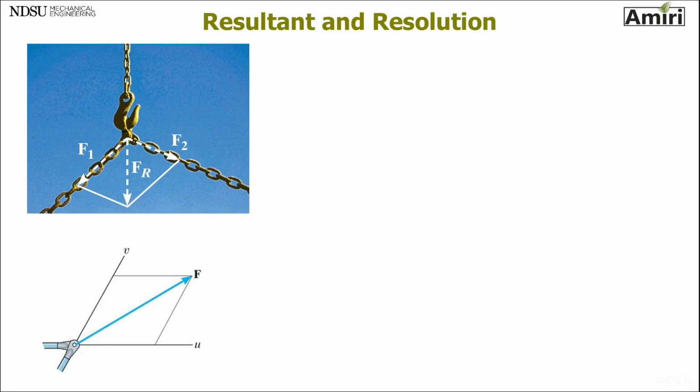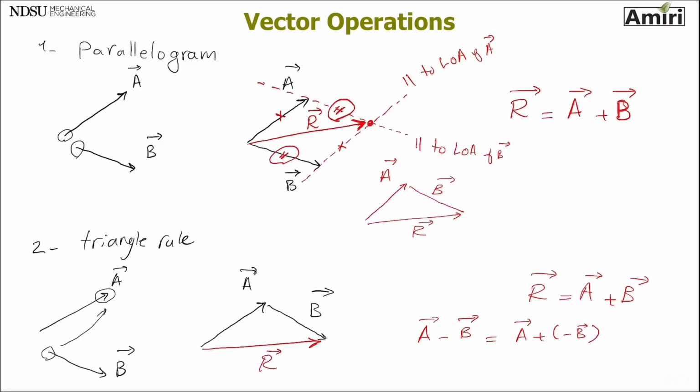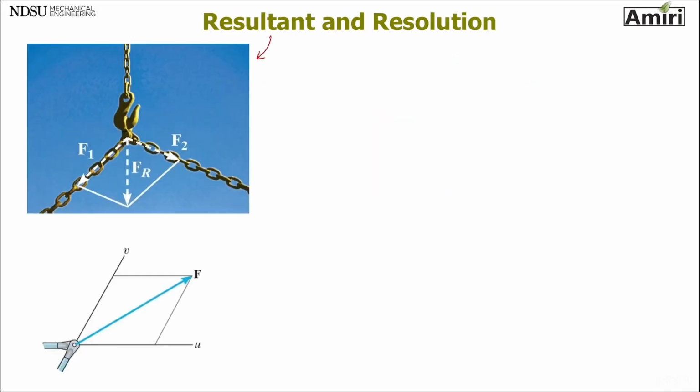Okay, so let's go first to resultant vector. Resultant vector is what we just did, when we added two vectors together. This R is called the resultant vector or resultant force. It's a result of those two vectors. So the application of it is something like this. You're lifting a load with a crane and a hook, and there are two chains. Let me draw it here.